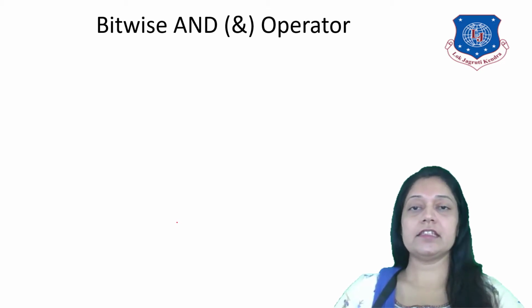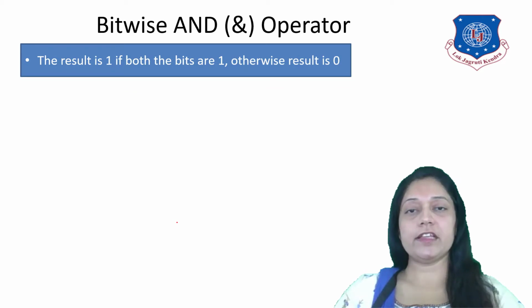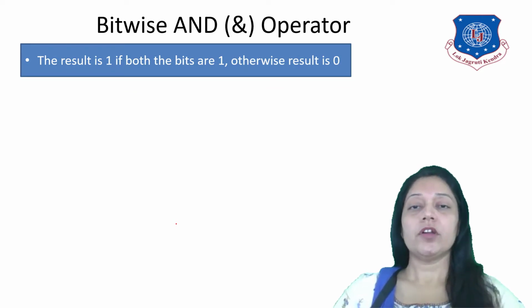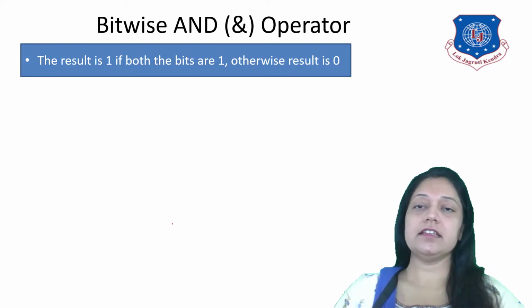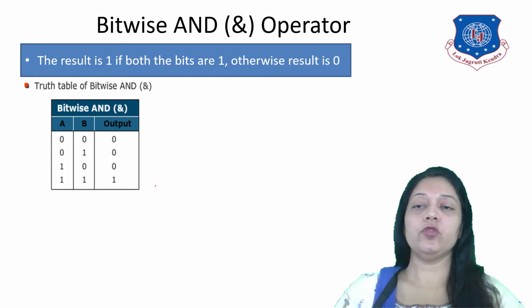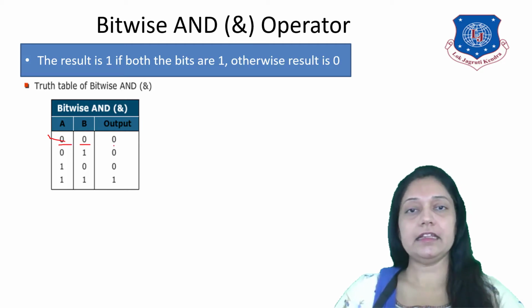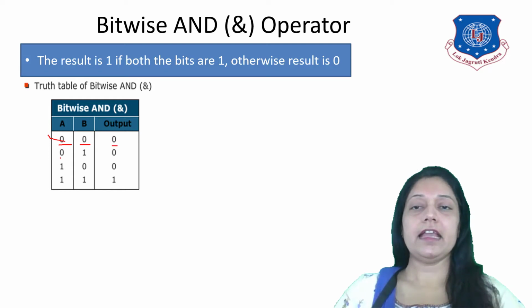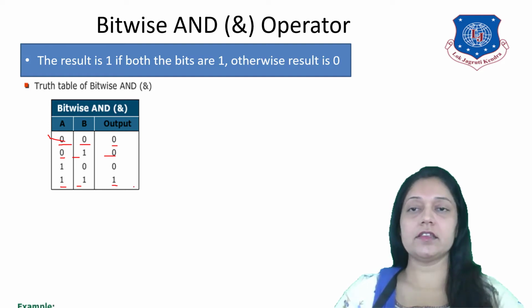Bitwise AND operator, that is the single ampersand sign. In the case of bitwise AND, the result will be 1 if both the bits are 1. If any of the bits is 0, then the result is 0. This is the truth table of bitwise AND. If I have two bits, A and B, and both are 0, then the answer is 0. If A is 0 and B is 1, that is, if only one bit is 1, then the output is also 0. But if both the bits are 1, only then will you get the output as 1.